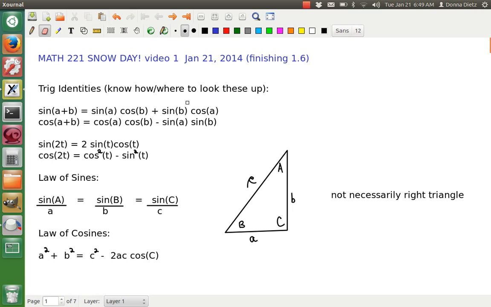Okay. You should also recognize that sine 2t and cosine of 2t just come from these formulas above. Let a equal b equal t, and you immediately get those formulas right there. Okay? So really the only ones you've got to remember are those, or know where to look them up. Law of sines you should pretty much have by memory. And law of cosines you should have by memory. Again, these things are prerequisite material from 170.